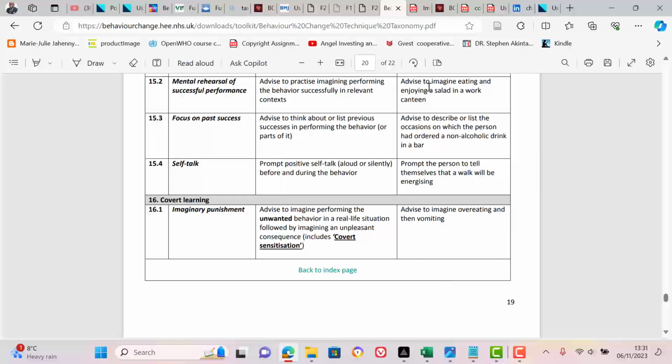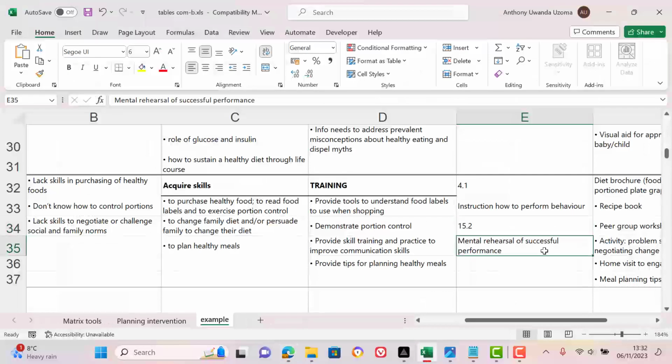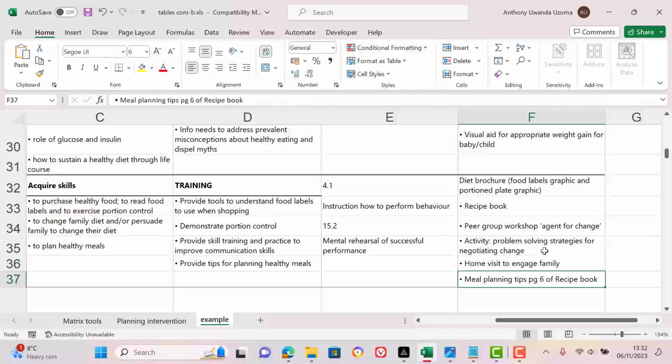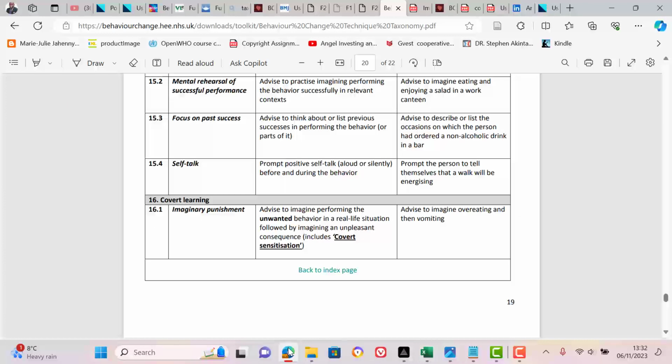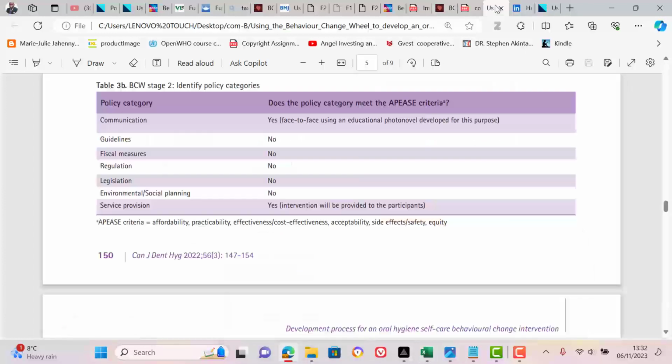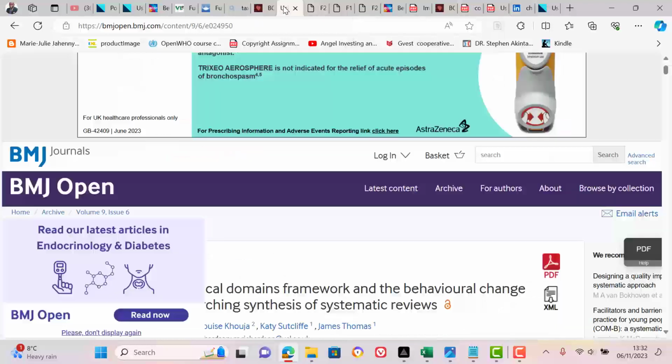So let's see, how did they apply it in the article? Mental rehearsal of successful performance. So what they did was meal planning tips. Okay, meal planning tips. So let's see, what is the definition in the document here? The definition of 15.2. Where is it again?